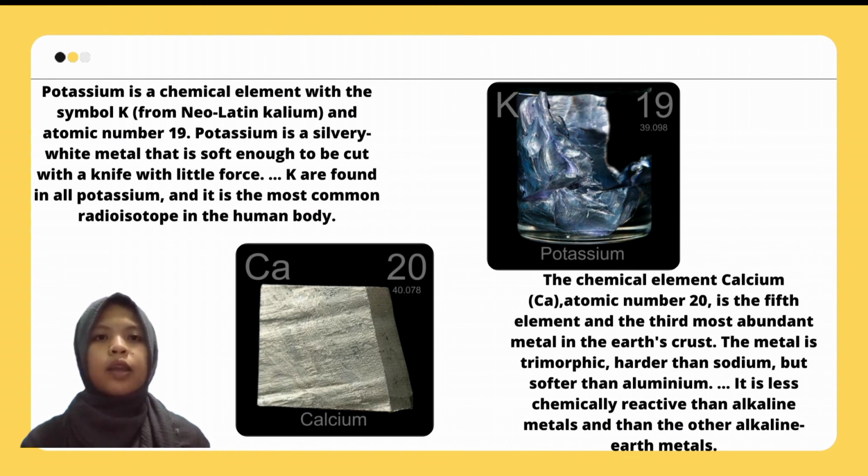And the last is the chemical element calcium with the symbol of Ca, atomic number 20. It is the fifth element and the third most abundant metal in the Earth's crust. The metal is trimorphic, harder than sodium, but softer than aluminum. It is less chemically reactive than alkaline metals and than the other alkaline earth metals.